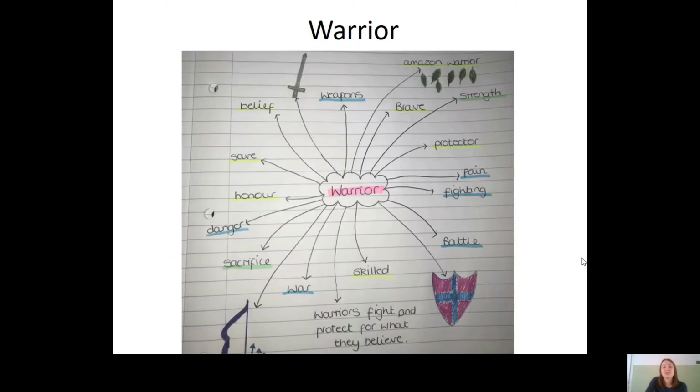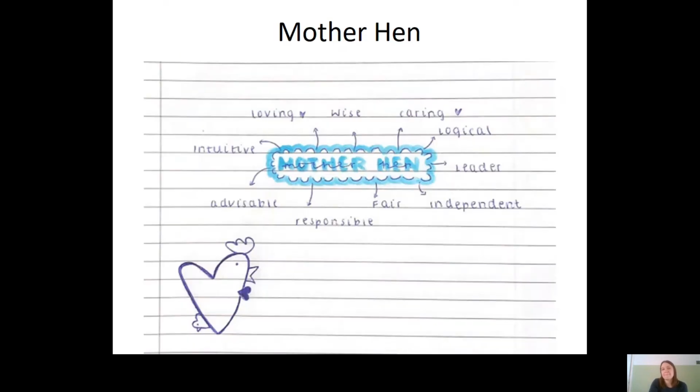And so what I wanted you to do is to take one of those and do a little kind of association word map, mind map thing. And so thank you for sending those in. So here's one from somebody who had the word warrior. And as you can see, there's all sorts of different connotations there, from things like weapons, strength, bravery, protector, to things like pain, war, sacrifice, danger, and words like honor. You know, also symbols like the sword, shield, bow and arrow. I love these leaves here, Amazon warrior. So lots of different connotations with that word warrior.